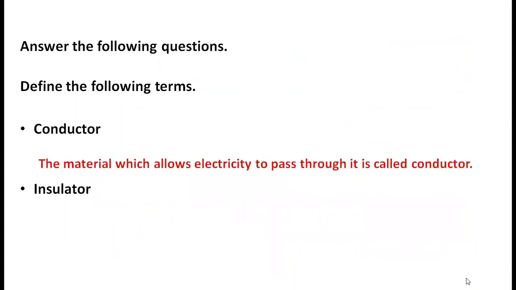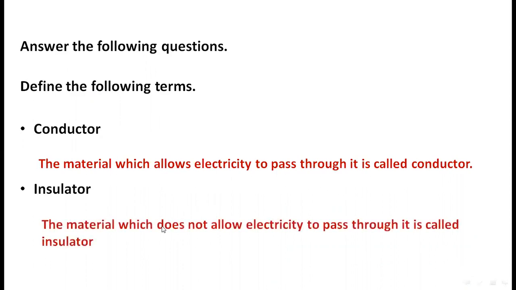Okay. Now here, question and answers. Define the following terms. First of all, conductor. The material which allows electricity to pass through it is called a conductor. Insulator. The material which does not allow electricity to pass through it is called an insulator.